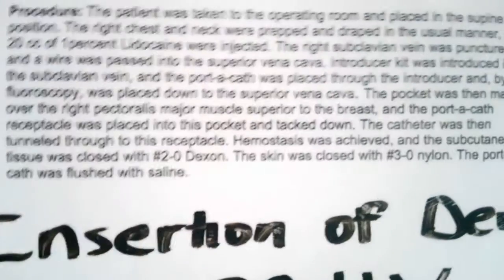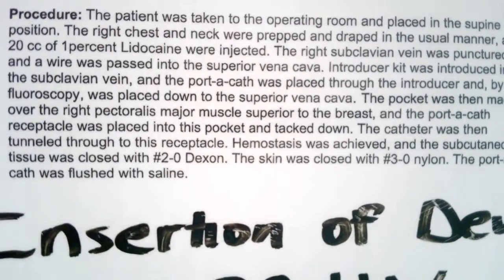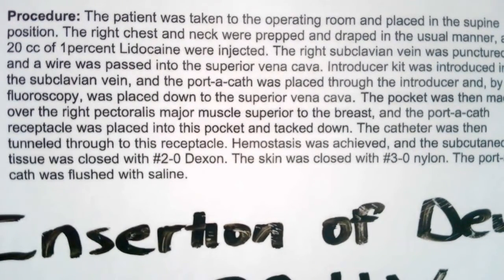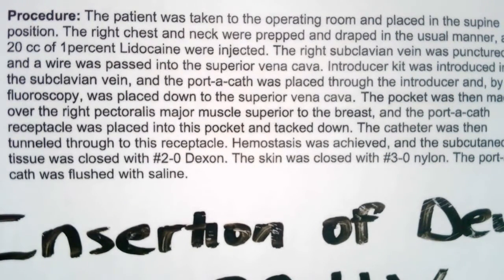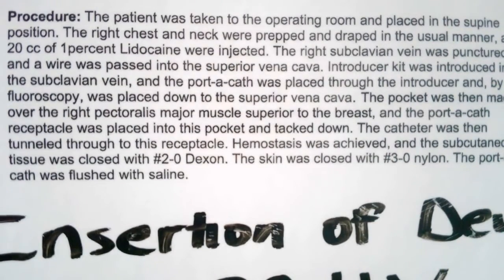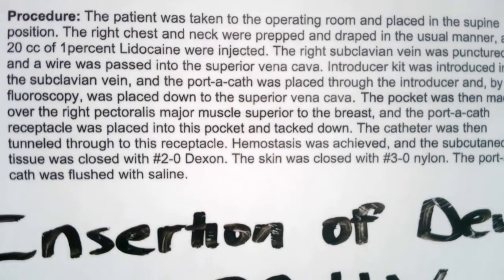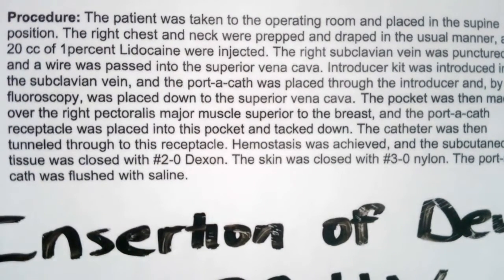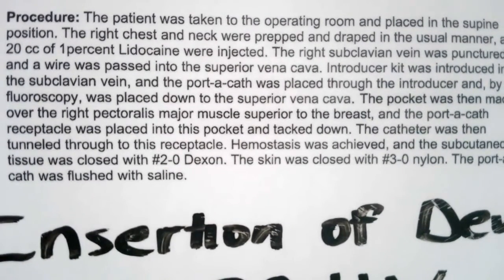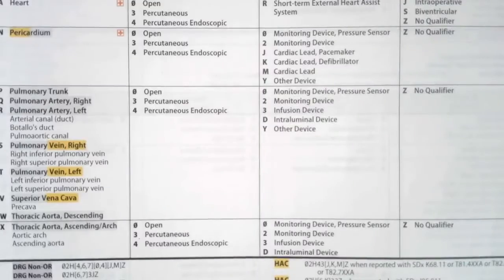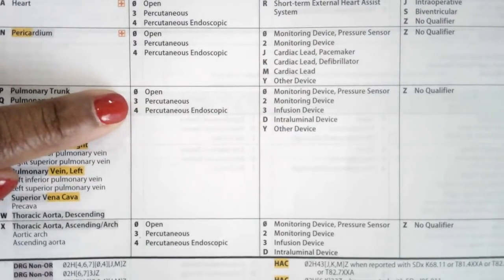All right, guys. So in the report, it is noted that the right subclavian vein was punctured and a wire was passed into the superior vena cava. The introducer kit was introduced into the subcutaneous vein, and the portacap was placed through the introducer. So guys, this part of the procedure was percutaneous, okay? So then that is A3.